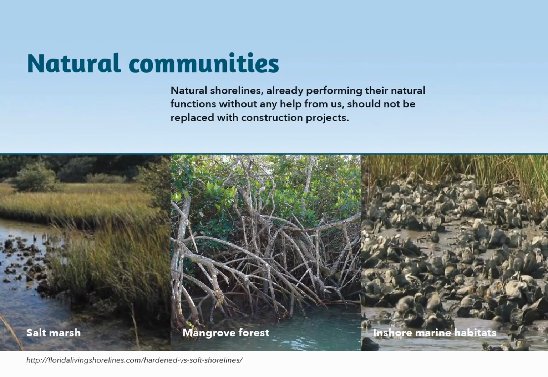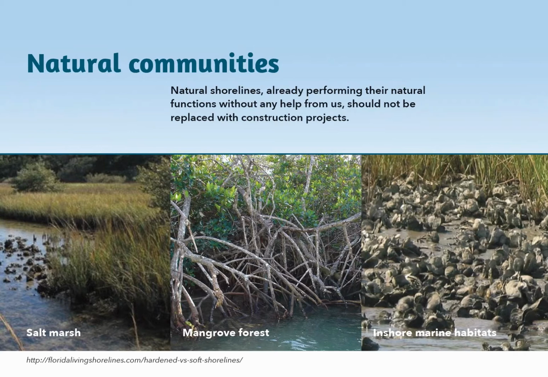I want to try to connect living shorelines as a human construct with natural communities, because the things that we use in living shorelines are based on these communities. And right up front, I want to say that any place there's already a natural shoreline that performs natural functions, these things should not be replaced with construction projects, and they should be preserved and maintained. So when we're talking about living shorelines, we're not talking about these natural communities. And the three I'm going to talk about are salt marsh, mangrove forest, and inshore marine habitats. Initially, I was going to talk about both oyster reefs and seagrass, but in the interest of time, I'm only going to talk about oyster reefs.